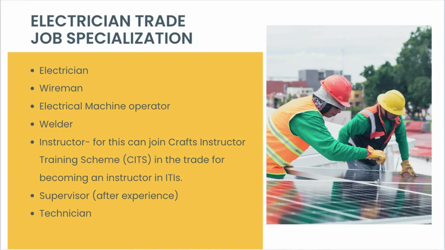Now coming on to electrician trade job specialization. The electrician trade job scopes are in various places where the candidates can apply for jobs after finishing the course. They are electrician, wireman, electrical machine operator, welder, instructor. For this, one can join the Craft Instructor Training Scheme, or CITS, in the trade for becoming an instructor in the ITIs, then supervisor after gaining experience, and technician.